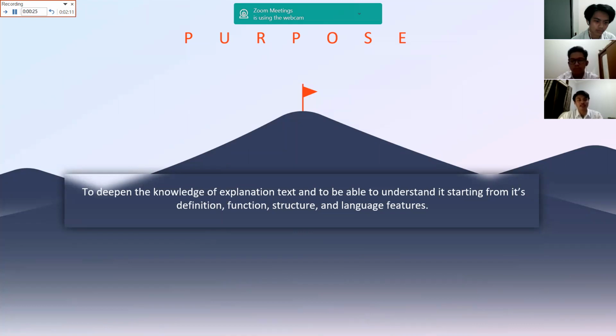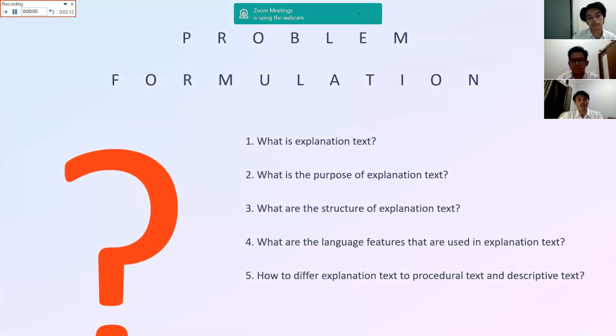Okay, next. We got problem formulation. Based on the background description, we got 5 problems. Number 1, what is explanation text? Number 2, what is the purpose of explanation text? Number 3, what are the structure of explanation text? Number 4, what are the language features that are used in explanation text? And the last one, number 5, how to differ explanation text to procedural text and descriptive text.